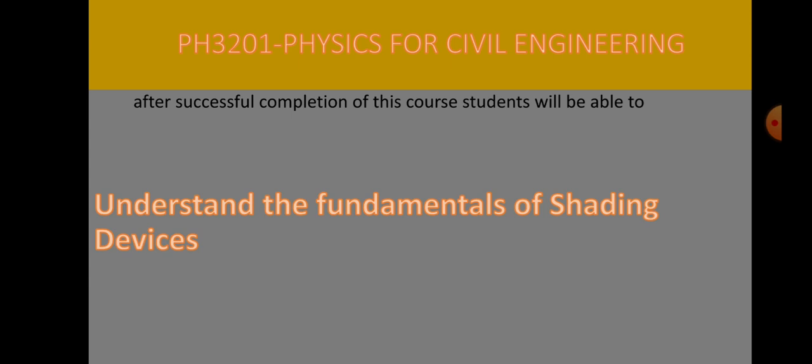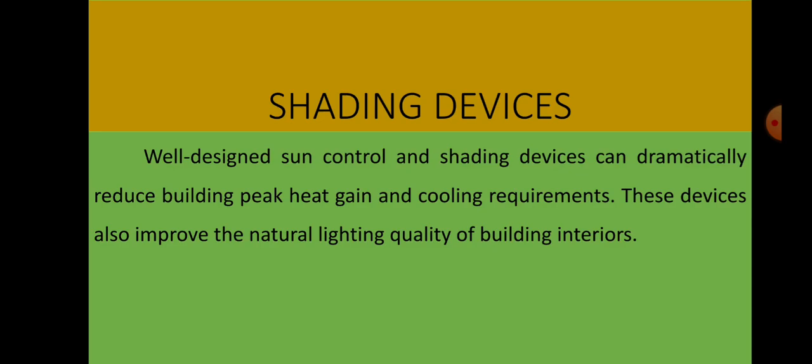So today I would like to explain about the shading devices. After successful completion of this course, students will be able to understand the fundamentals of shading devices. Well-designed sun control and shading devices can dramatically reduce the building's peak heat gain and cooling requirements. These devices also improve the natural lighting quality of building interiors.